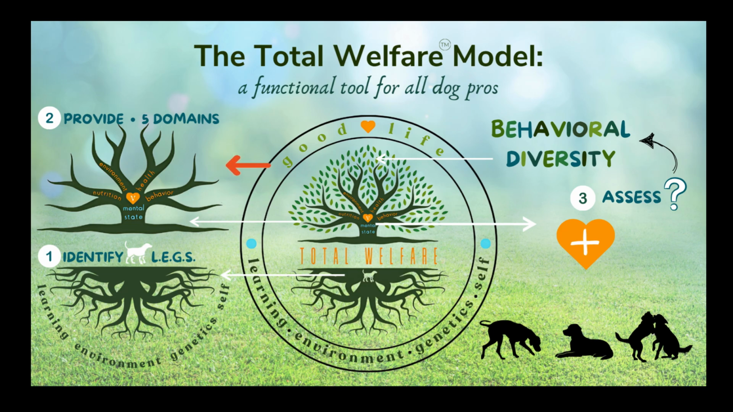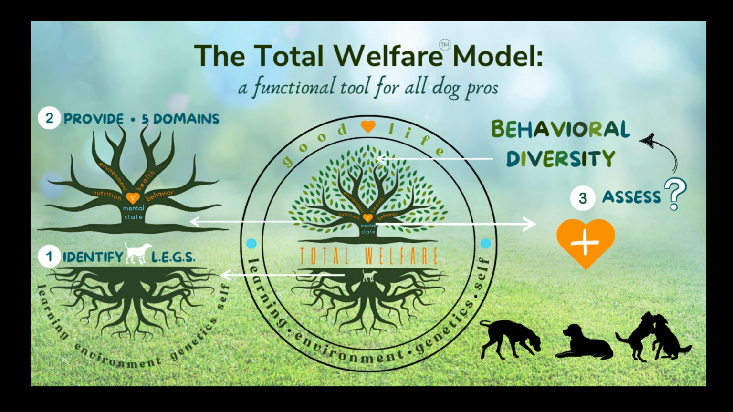Secondly, they can follow the 5 domains of animal welfare to make sure that the provisions delivered for a given animal in their care are in fact covered comprehensively across the 5 domains of nutrition, physical environment, health and fitness, and behavioral interactions, all contributing to the dog's mental state and total welfare.